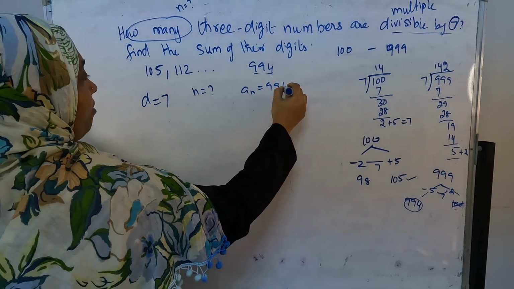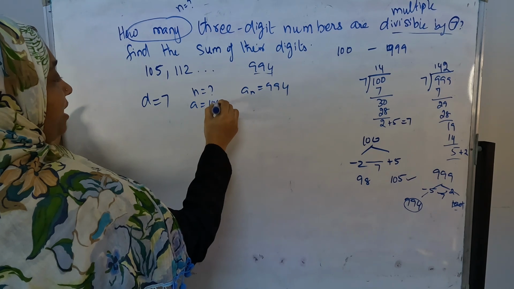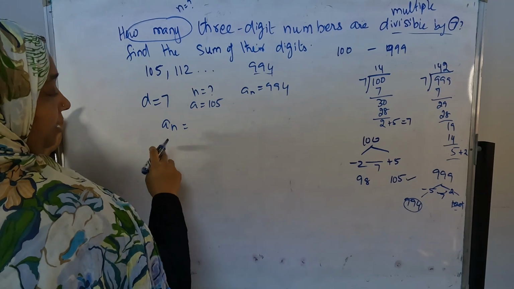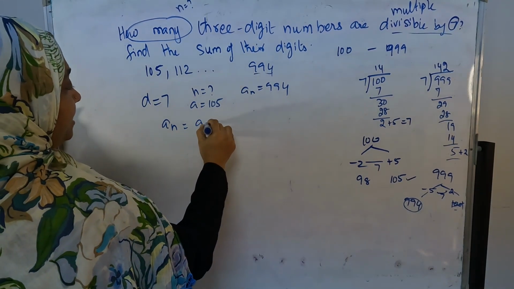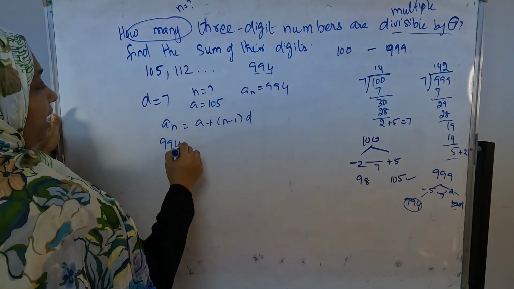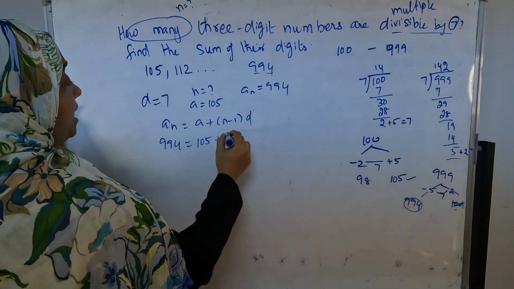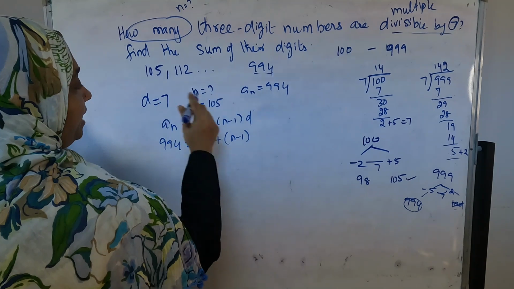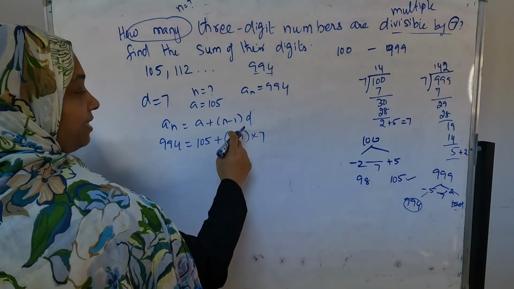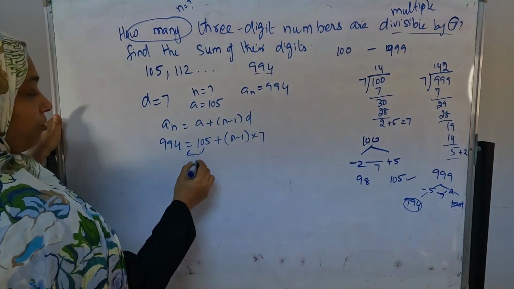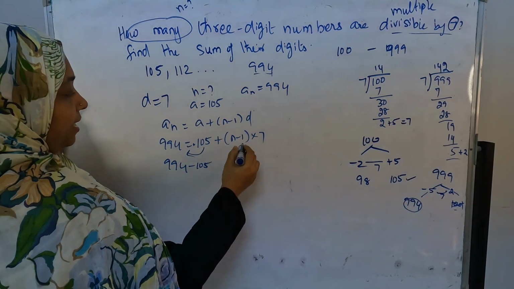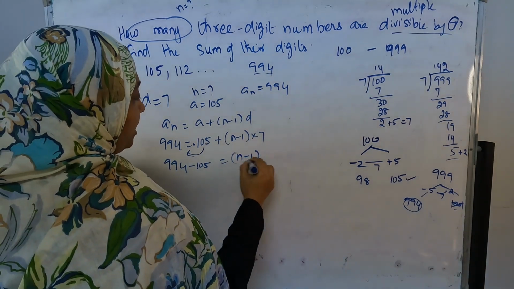An is 994, and our first number is 105. We use the formula for the number of terms: a plus n minus 1 into d. An is 994, and the first number is 105 plus n minus 1 into d. D is 7. Already I told you, don't distribute the 7 inside. Bring this one here, just enough. So this plus, minus, equals n minus 1 into 7.